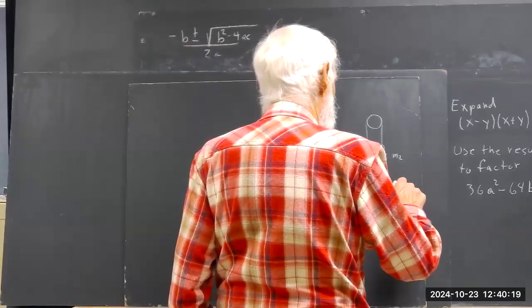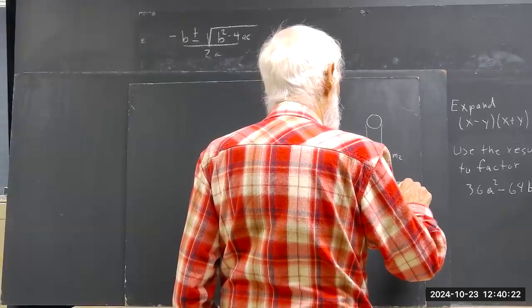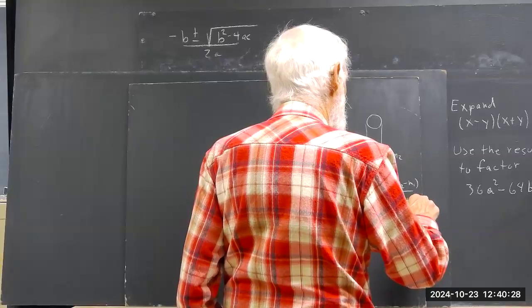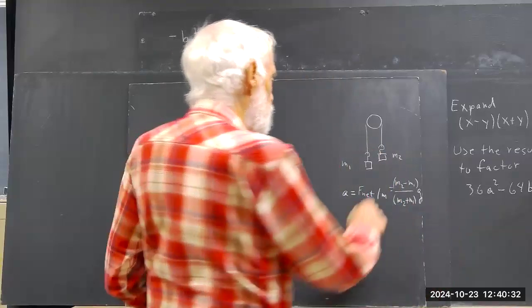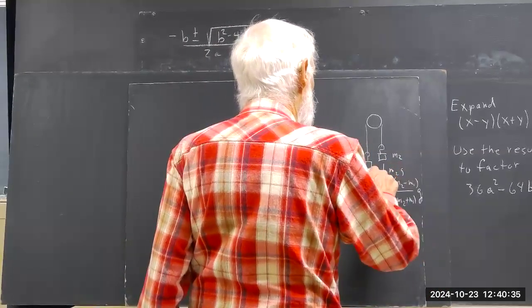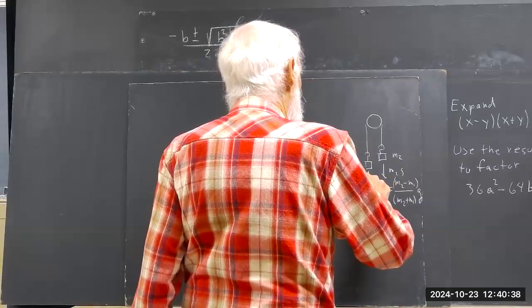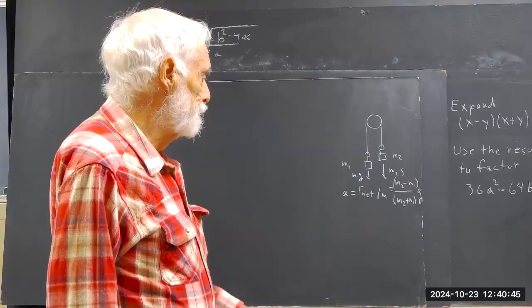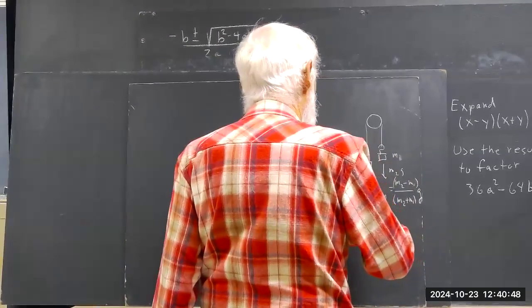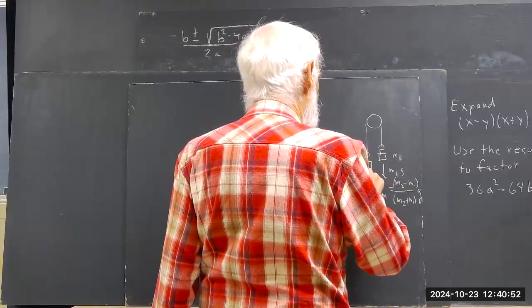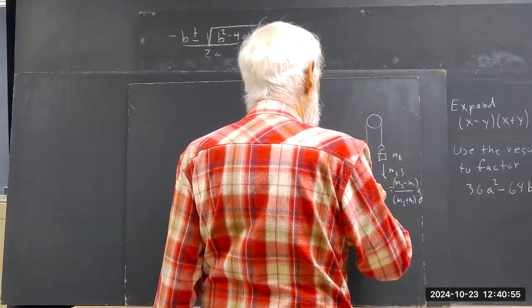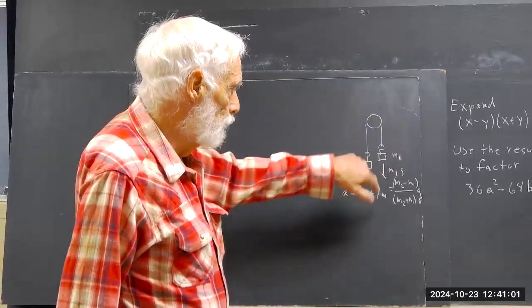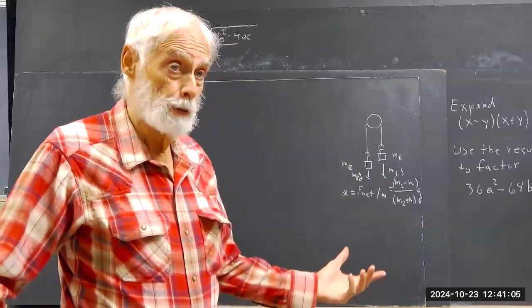So the net force is, force here is M2G, force here is M1G, and they accelerate the system in the direction of the greater mass. And I'm going to do this to make my expression here correct. This is the positive direction. So if M2 is greater than M1, it's going to go in this direction. It's going to have a positive acceleration.